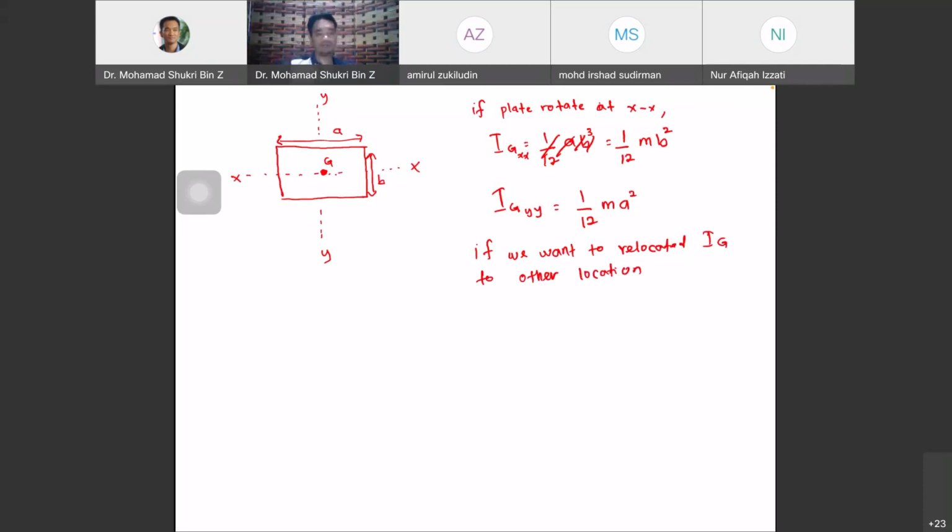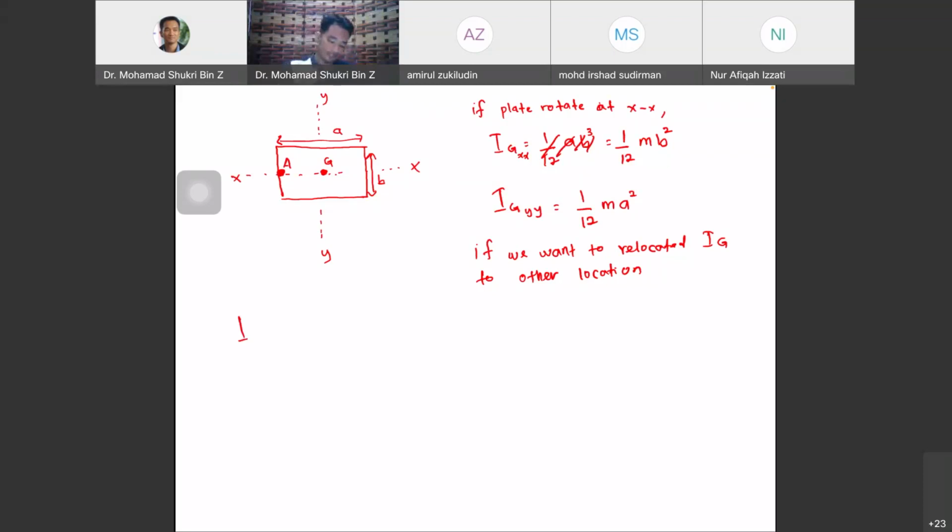Let's say I want to move the mass moment of inertia at G to another location, let's say at A. So let's say this is at A. What does that mean? Instead of rotating the plate like this, I want to move the center of rotation to this end, rotating like this. For that, there is a formula.